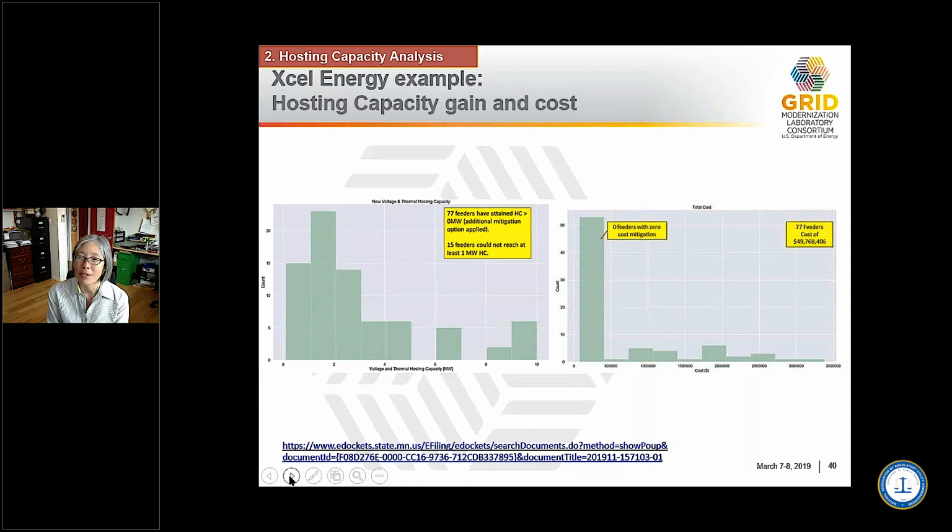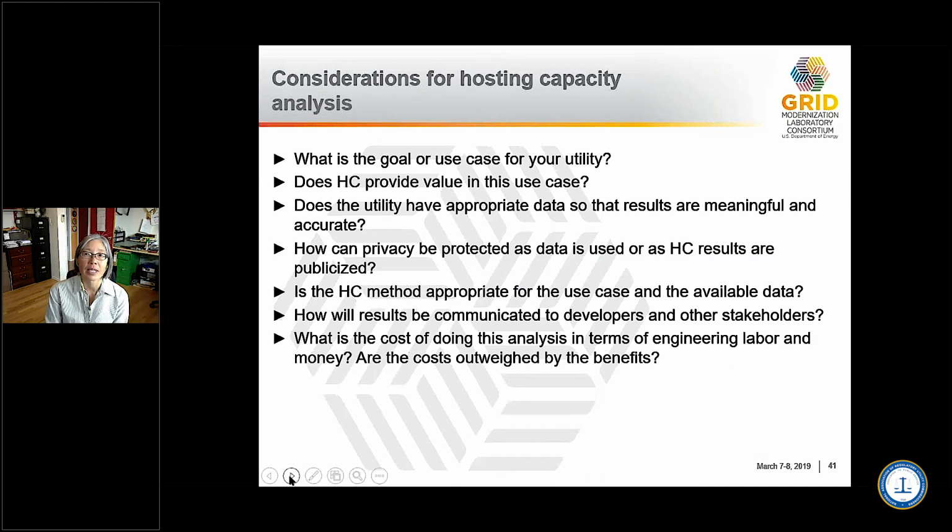And so 53 feeders for under $300,000 per feeder. So that's showing you an idea of what some of these costs can be. The costs go up to $3 million for some of the reconductoring jobs on some of the more difficult feeders. Okay, if you go to the next slide, Carrie. These are some of the considerations that you might want to think about if you do take the path of doing hosted capacity analysis in your region.